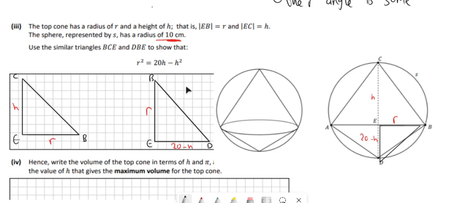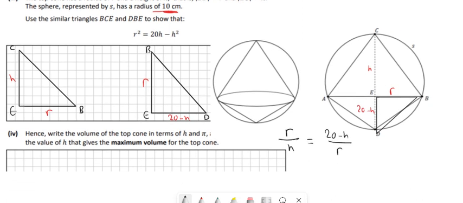Therefore, we're going to take the ratios. If I take the bottom of both, the bottom of the first one is r and the side of it is h, so r over h has to be equal to the bottom of the second one, 20 minus h, and the side of the first one is r. Therefore it should work out nicely. If you cross multiply, you get r squared is equal to, multiplying h by both of them, 20h minus h squared.